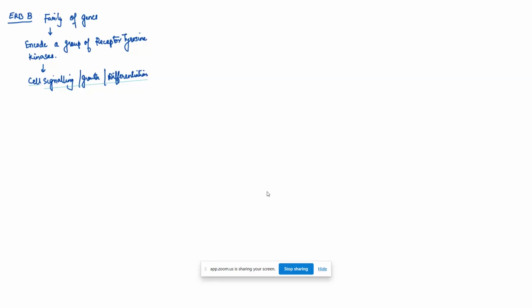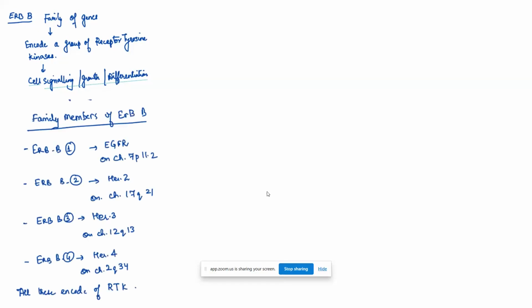Once that tyrosine gets activated because of that ATP, there will be downstream signaling pathways and growth and differentiation of the cell. The ERB family of genes comprises ERB1, ERB2, ERB3, and ERB4. ERB1 is the EGFR, which is located on chromosome 7p. ERB2 is HER2, ERB3 is HER3, ERB4 is HER4. So the toxicities and mechanism of action of all these drugs will depend upon the targets of these molecules.